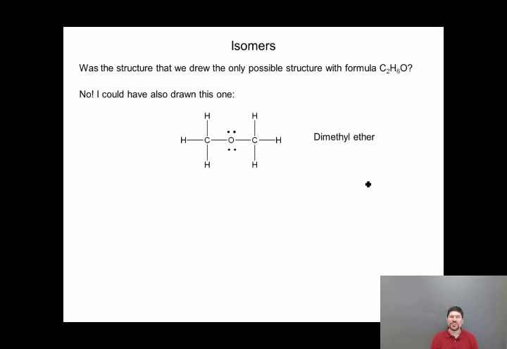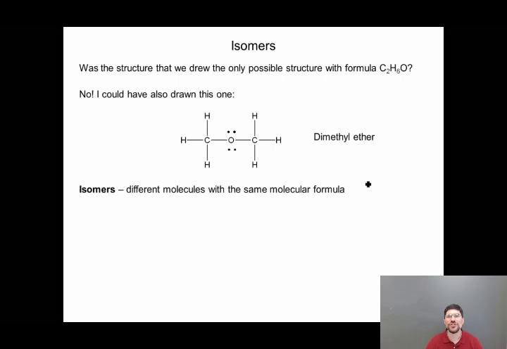This molecule is called dimethyl ether. Okay, may not be quite as familiar as ethyl alcohol, but it is also a legitimate organic molecule. So this brings us to the concept of isomers. We have clearly drawn 2 different molecules out of the same molecular formula, and whenever you have different molecules coming from the same formula, you have isomers.